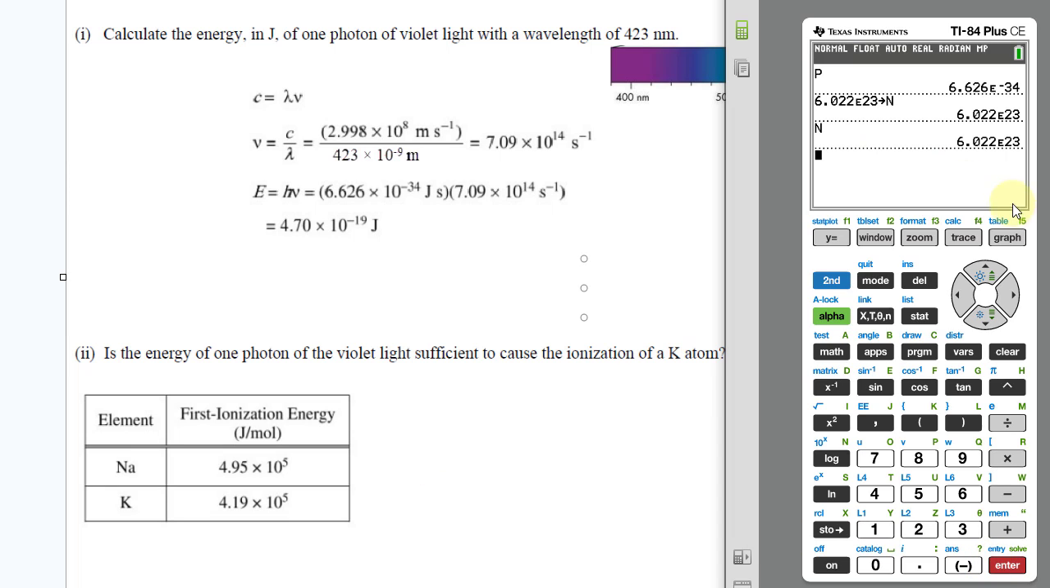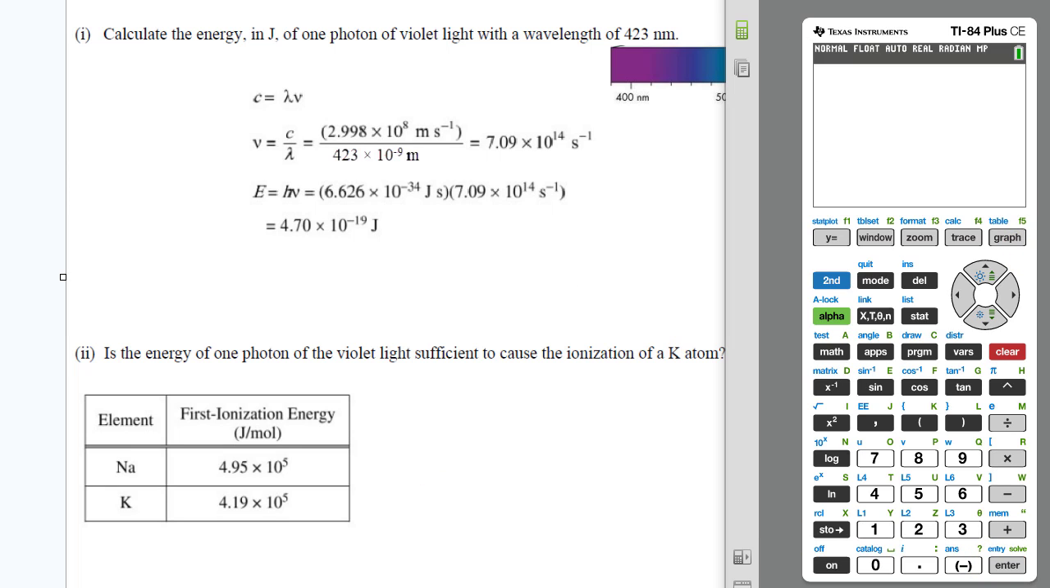So let's do this problem again. Let's see if we can figure this out easily. I'm going to make it all in one step. The speed of light times Planck's constant, alpha P, divided by 423, divided by 1 times 10 to the negative 9. See if we get the answer. Yeah, there it is. One little step.